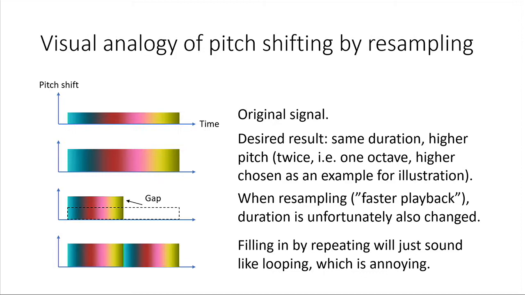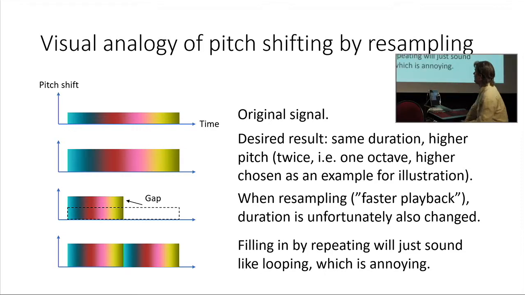So you have your original signal. Those colors are just indicating something changing over time, but you should look at it visually now. And you want to achieve the second one. But when you resample, which in practice is like playing back at higher or lower speed, then it also changes the length of the sample. So then you end up with a gap, as in this case, where this illustrates a pitch shift upwards of 1 octave. Then it becomes twice as high, the frequency content becomes twice as high, but it's also only half the length of what it used to be.